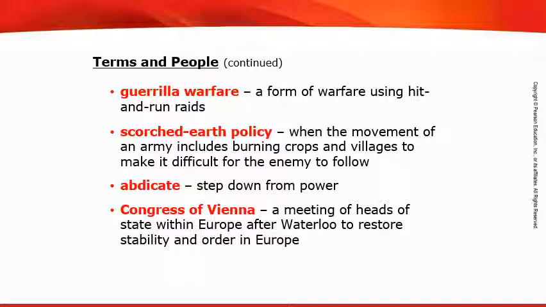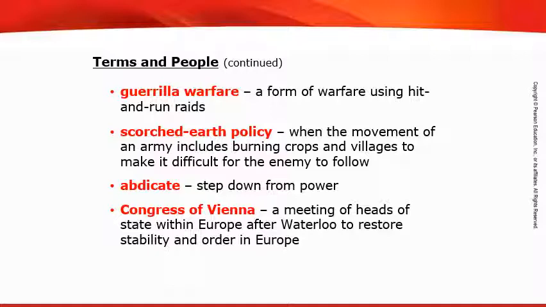Abdicate means to step down from power willfully. So whenever someone says that I am no more the leader, or I am no more the president, or I am no more the prime minister, it means he is abdicating. In other words, you can say he is resigning from his responsibilities.